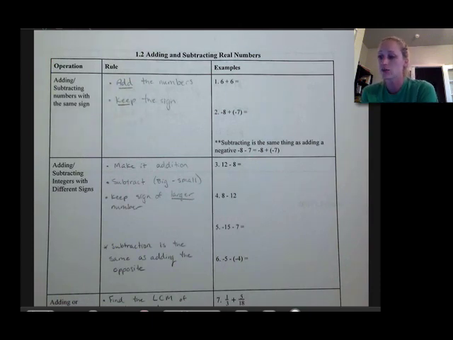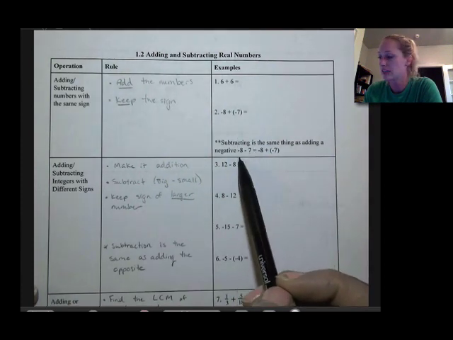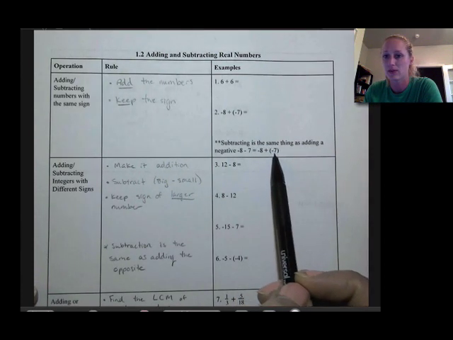In this section, we're going to be adding and subtracting real numbers. This is going to include our integer operations as well as fraction operations. When we are adding or subtracting numbers with the same sign, you always add those two numbers together and keep the sign. Something that's really helpful with this is knowing that subtraction is the same as adding the opposite, or adding a negative.